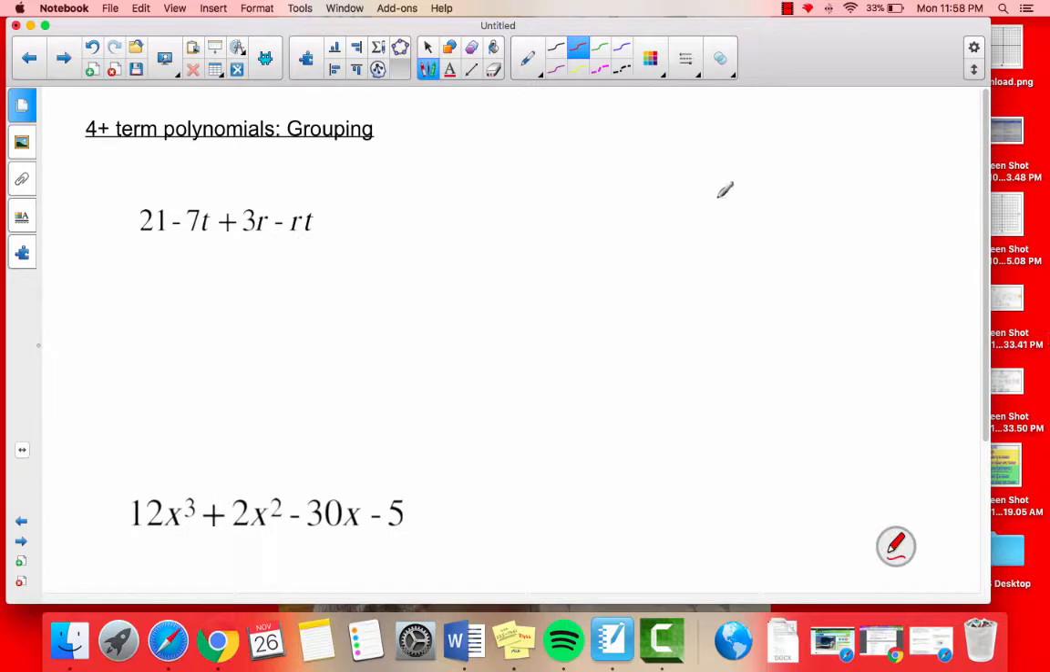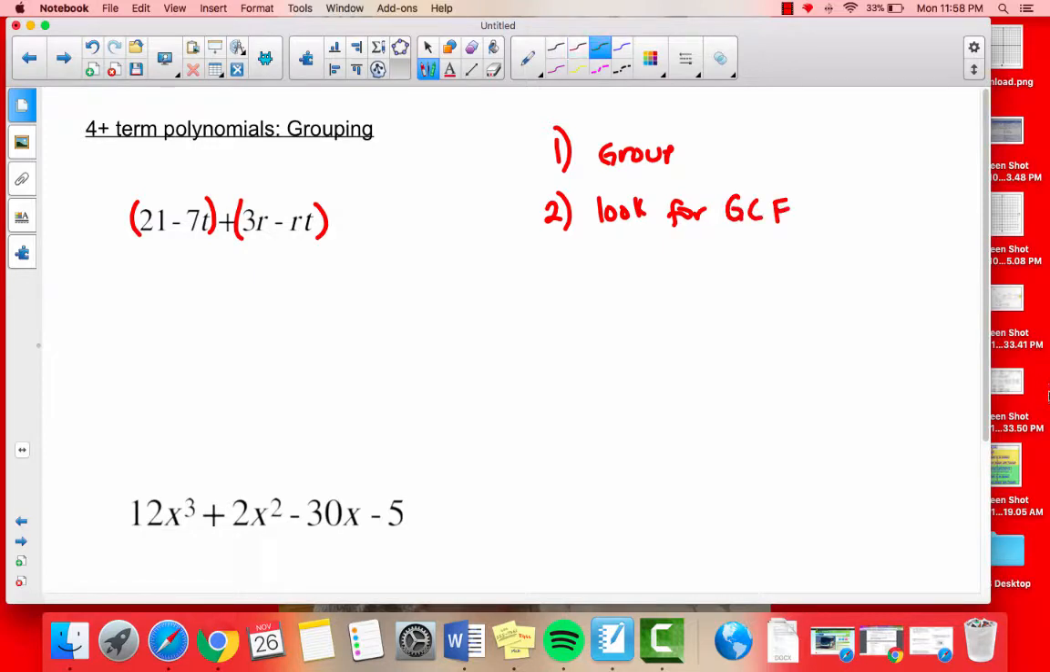So in step 1, you're going to group the terms. I'm going to group the first 2 terms together and the last 2 terms together. Once you've done that, you're going to look for the greatest common factor. So I'm going to look at my first set of parentheses. What can I take out of a 21 and a 7t? Well, I can take out a 7. So when I do that, I'm left with 3 minus t.